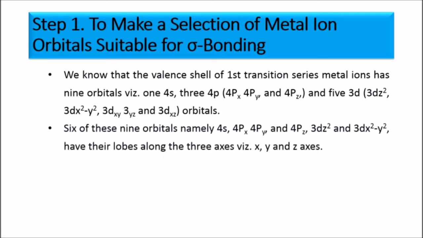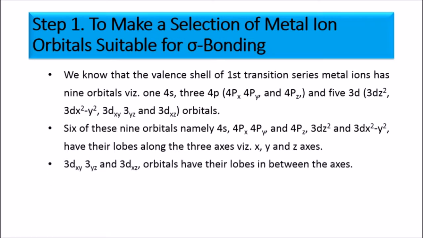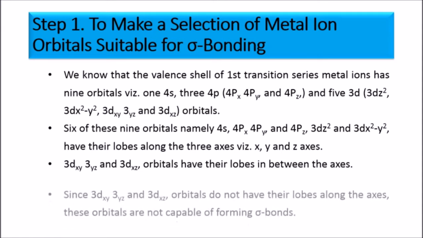6 of these 9 orbitals, namely 4s, 4px, 4py, and 4pz, along with 3dz square and 3dx square minus y square, have their lobes along the 3 axes x, y, and z. So their lobes spread in the axial direction. 3dxy, 3dyz, and 3dzx orbitals have their lobes in between the axes. That means they are planar orbitals from the metal side.